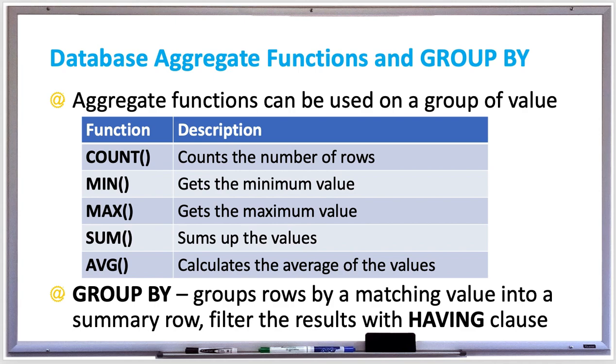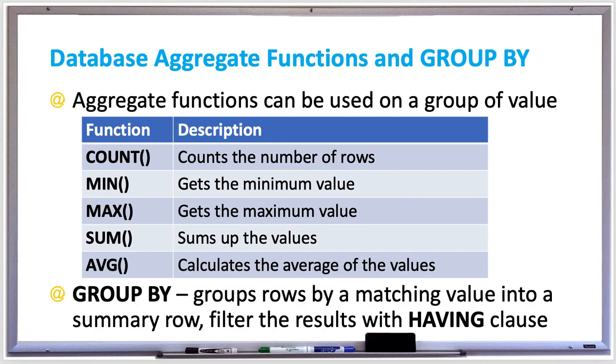In this video, we're going to learn about database aggregate functions and the group by keywords. There are some useful aggregate functions in MySQL that you can use with a group of values. There's count, which counts the number of rows, min, which gets the minimum value, max, which gets the max value, sum, which will sum up all the values, and AVG, or average, will calculate the average of the values.